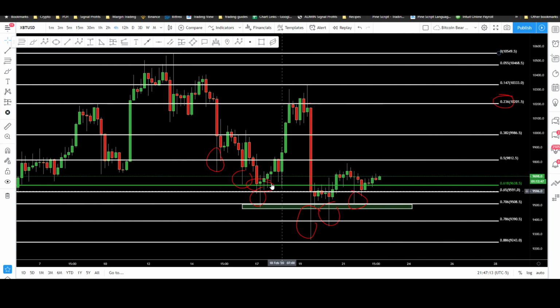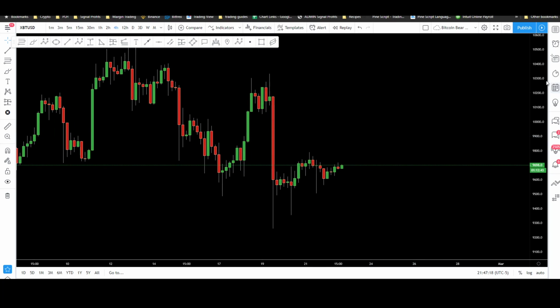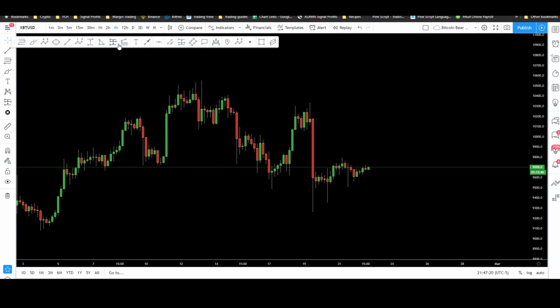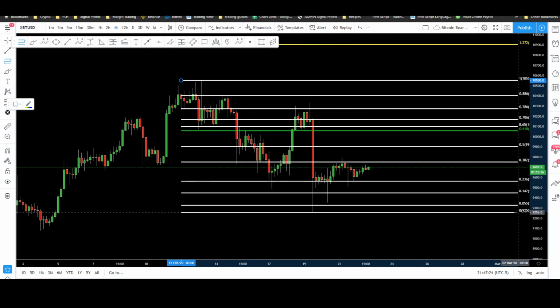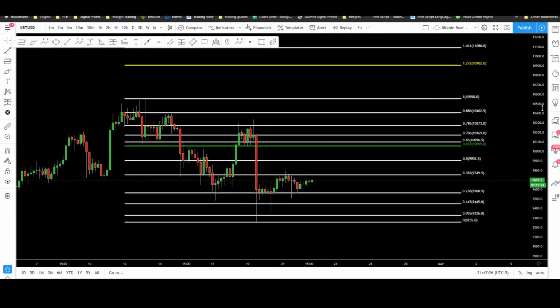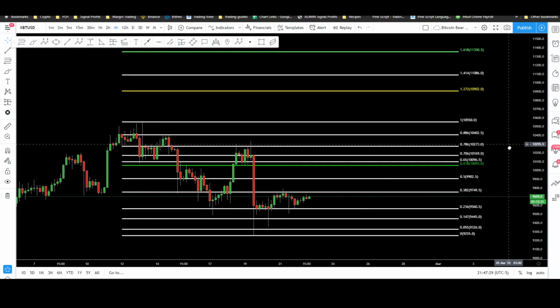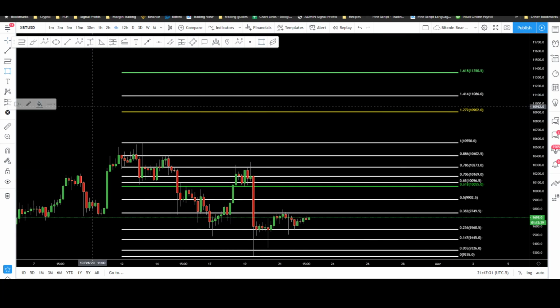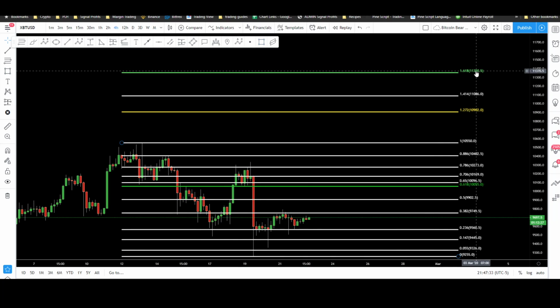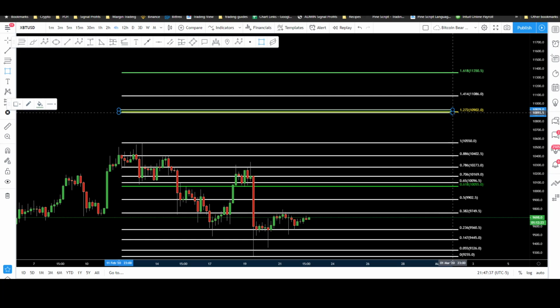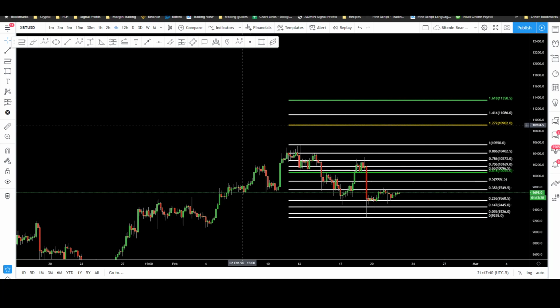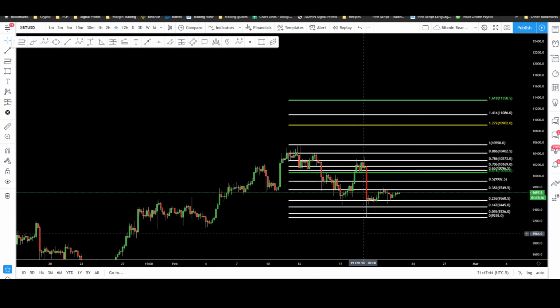So the question is, if this is our pullback level, where are our targets going to be? You can use a few different levels, but I would use this swing high to the swing low. If this breaks up and it breaks beyond this 10,500 level, here's our extension targets. The 1618 is 11,300. The 1272 is at 10,900. That gives us an idea of where we can cut this trade, but only if that 10,500 breaks. Does that make sense?